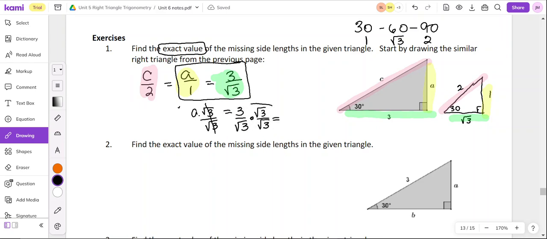We're going to multiply those two. So you get 3 radical 3. And then when we multiply these two, radical 3 times radical 3 becomes regular 3. And who cancels?